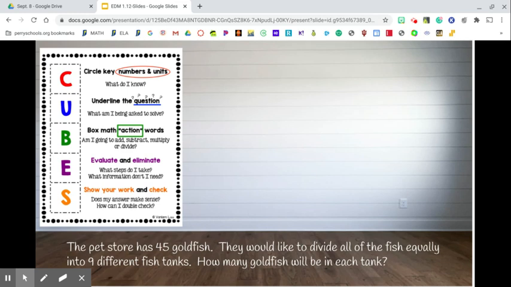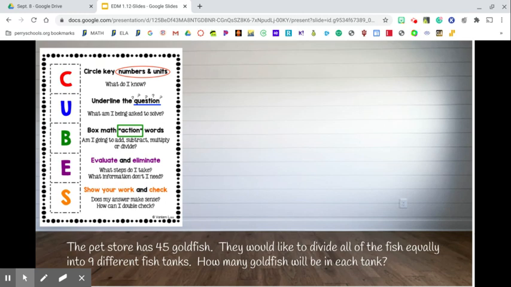So remember, CUBES stands for circle the numbers, underline the question, box in the keywords or the action words, evaluate or eliminate, and show your work and solve. So I'm going to read the problem below and then go through the steps.